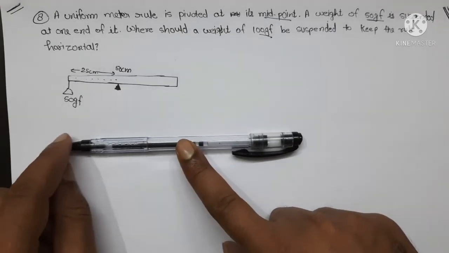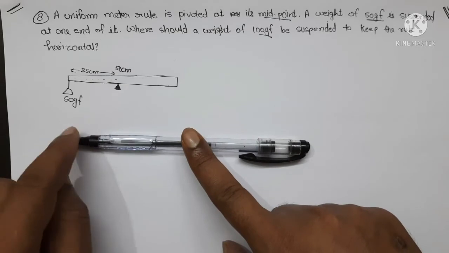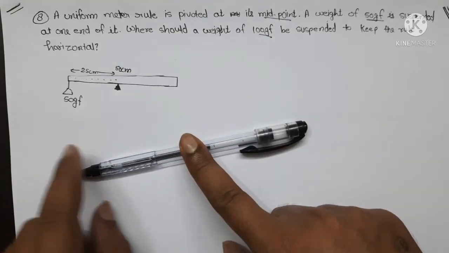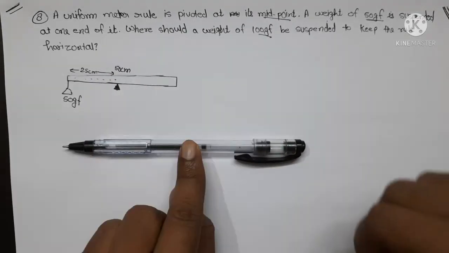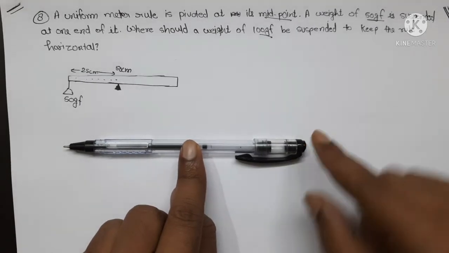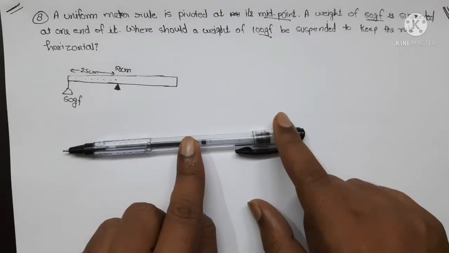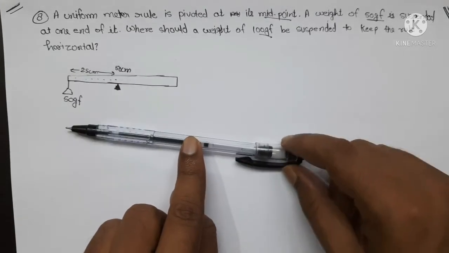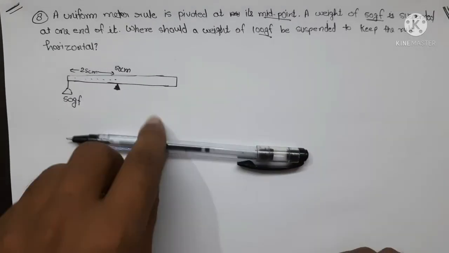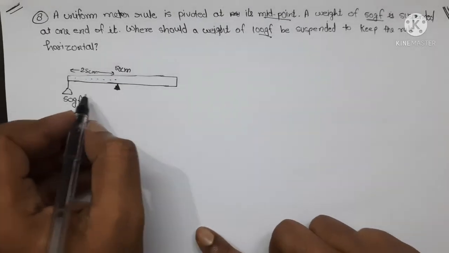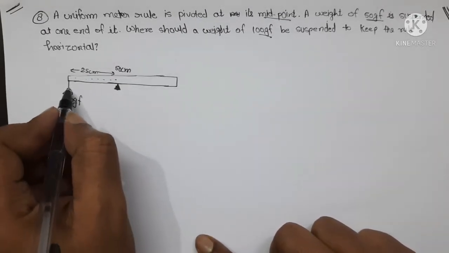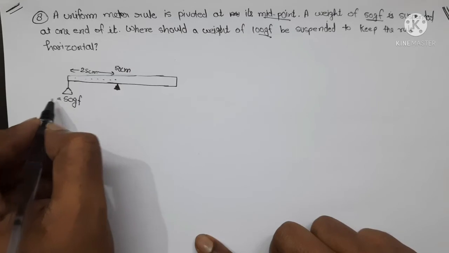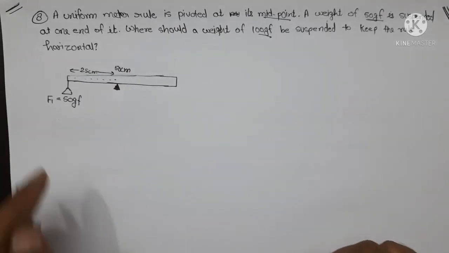So 50 gram force is applied on this side, and because of this force, this will try to rotate in an anti-clockwise direction. So you have to apply some force on this side, in a downward direction, so that it can balance that anti-clockwise moment of force. So first we will try to calculate the moment of force due to F1 only, which is 50 gram force.